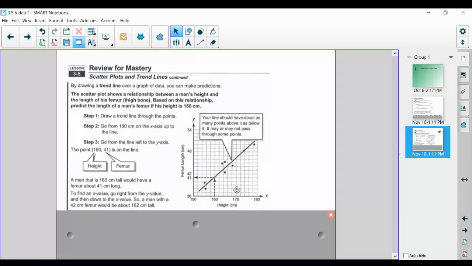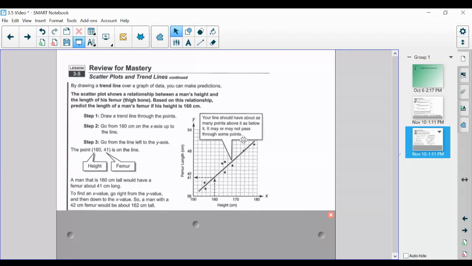We're given this graph over on the right-hand side where it happens to have all of these different points of data, all of these coordinate points that represent the height by the femur length. And we want to create a line going somewhere in between there. Your line should have about as many points above it as it does below it. And it may or may not pass through some points, which is where I'm saying there's a lot of guessing here, but it's educated predictions where we're trying to show that we're seeing a trend.